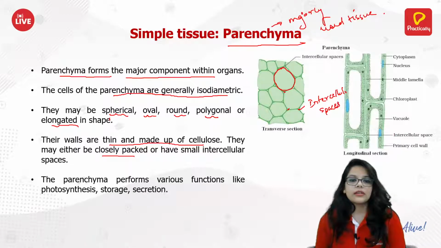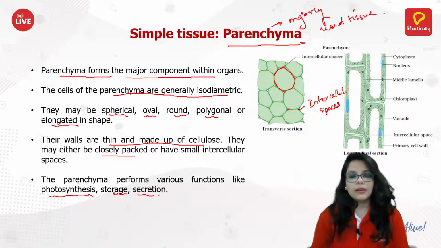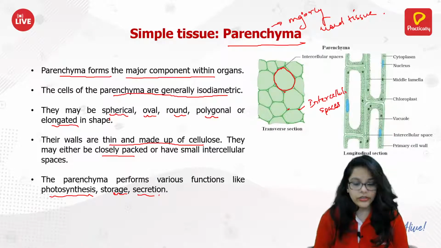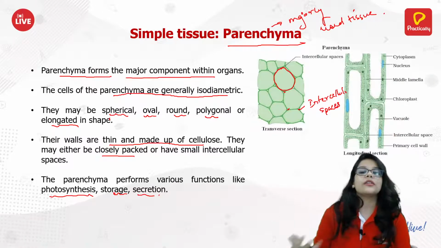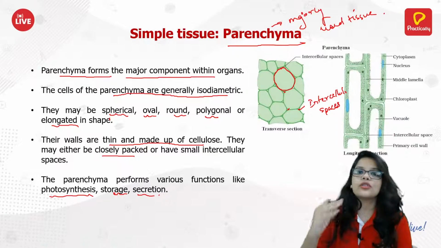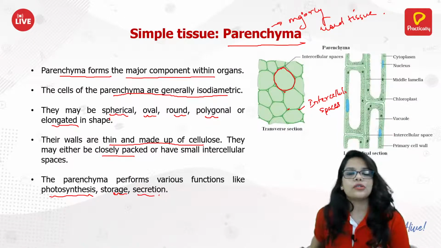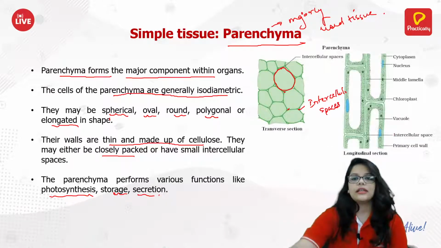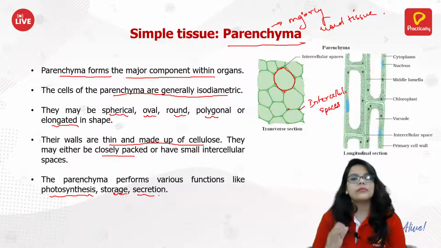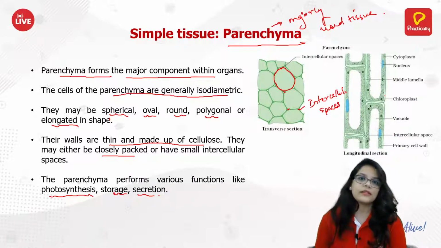And they perform various functions like photosynthesis, storage, secretion. See, that is why it is major, right? A plant's proper function is what? Photosynthesis. That is why plants are plants, because of photosynthesis, they are the producers. Now that job is being handled by this tissue, the parenchyma. So this is the longitudinal section, the lengthwise section, it looks like this. They have nucleus, cytoplasm. They are basically proper plant cells.